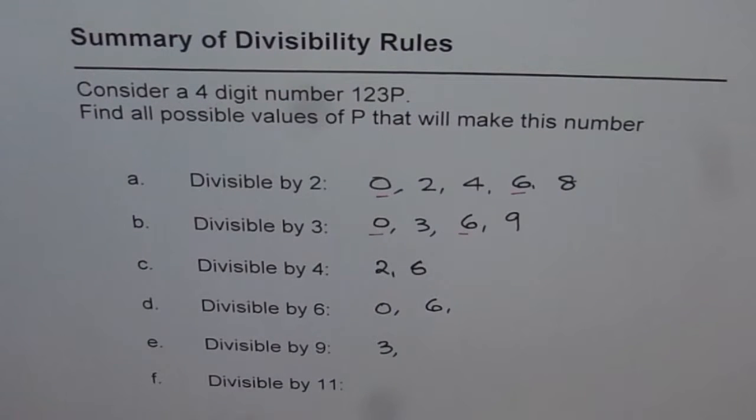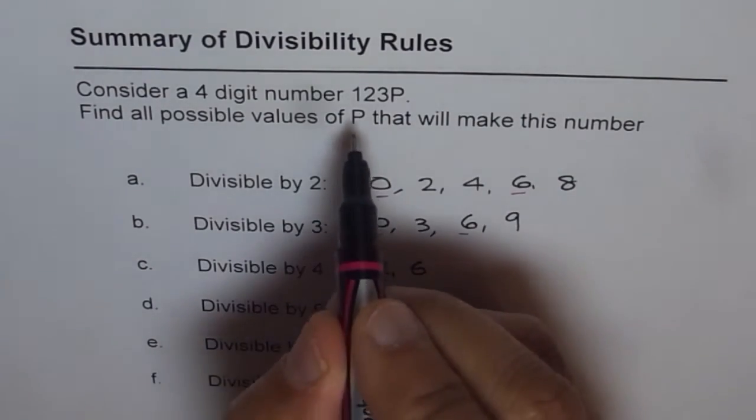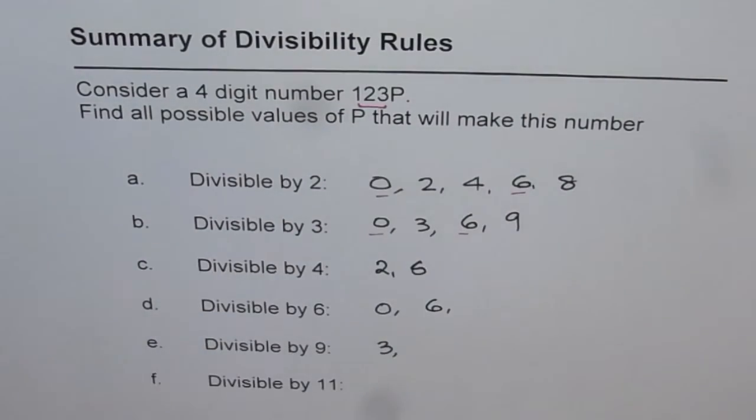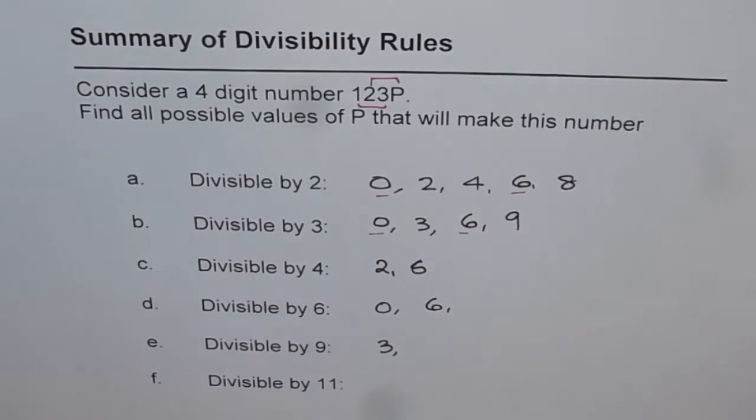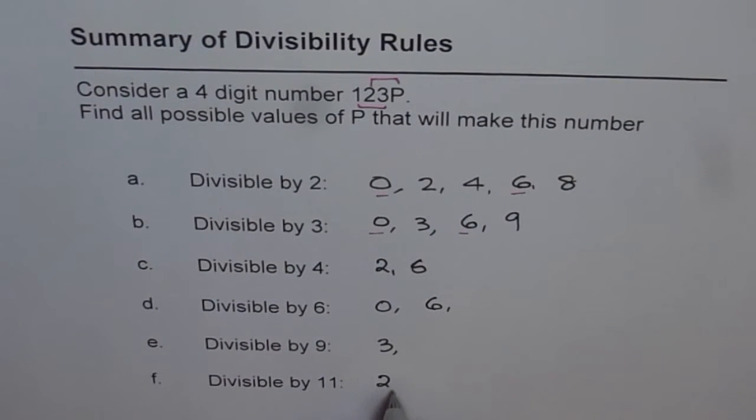How about divisibility by 11? Now for 11, we know that the rule is that we have to add alternate digits. If I add 1 and 3, what do I get? I get 4. So what added to 2 will give me 4? It is the number 2, right? So with 11, P could be 2. So these are the solutions for us.